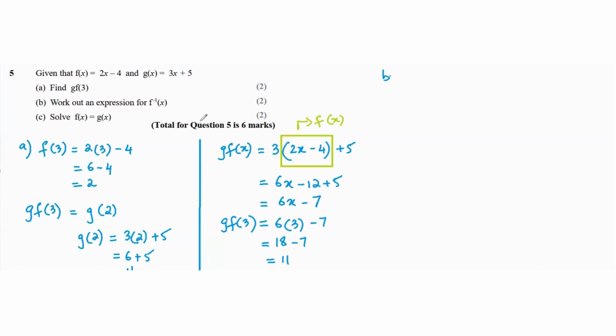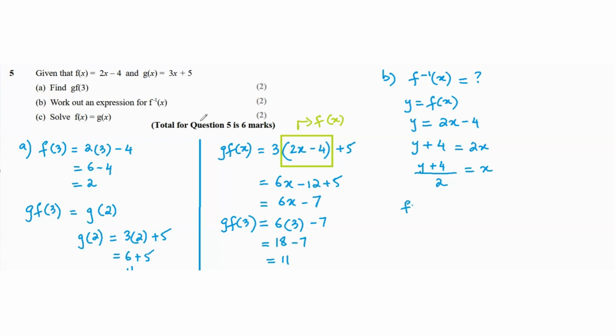Then to do part B, that says work out an expression for the inverse of f of x. So to find the inverse of f of x, we need to first put y equals f of x, which is going to be y equals 2x minus 4. Right now, the subject of the equation is y, so we need to make x the subject. In order to do that, I will take 4 to the other side, which makes it y plus 4 equals 2x. Now I will divide y plus 4 by 2, because once again, we're trying to make x the subject. So now we have x equals y plus 4 over 2.